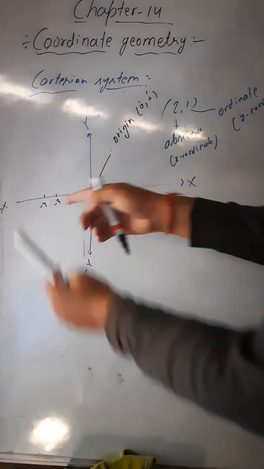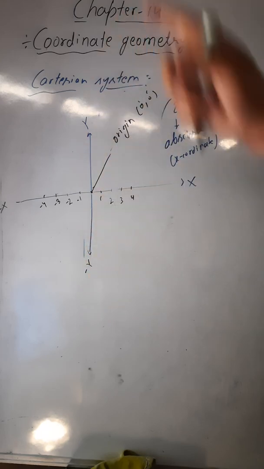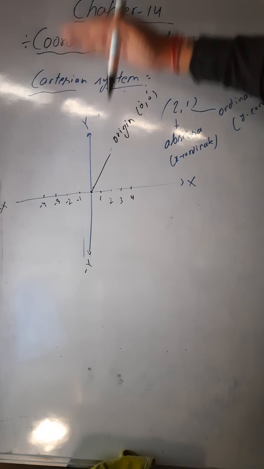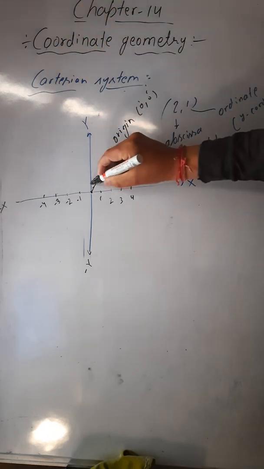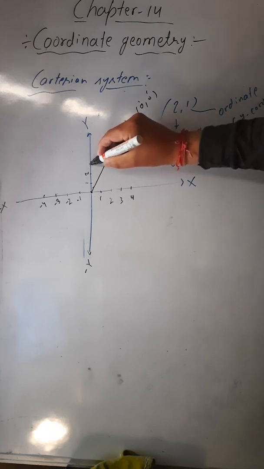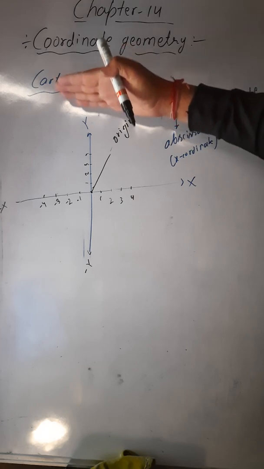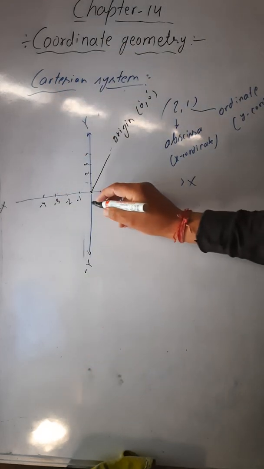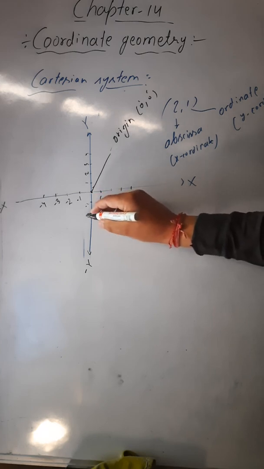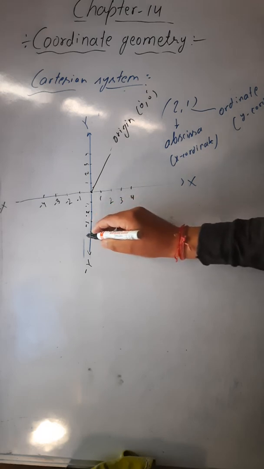Similarly, these are the points on the x-axis. Now I am locating some points on the y-axis. This is 0. If I move upside, this is the positive direction of the y-axis. So this will be plus 1, this will be plus 2, 3, 4. Similarly, if I move along the negative direction of the y-axis, the first point will be minus 1, this will be minus 2, this will be minus 3, and this will be minus 4.